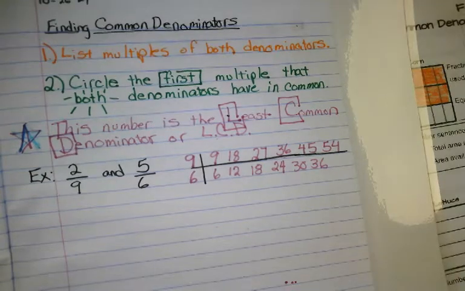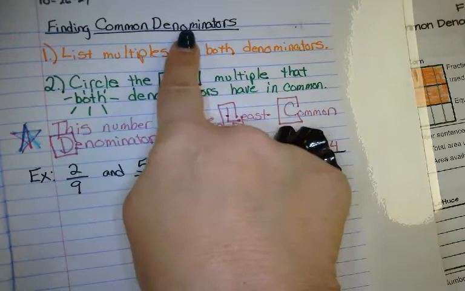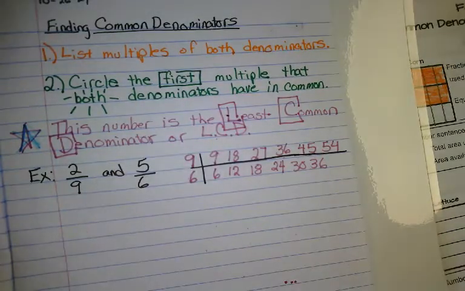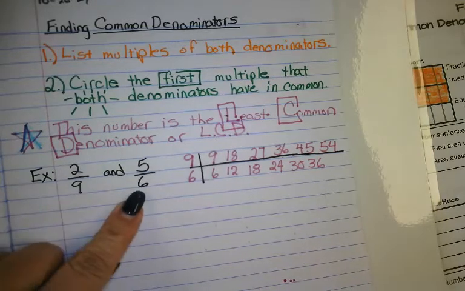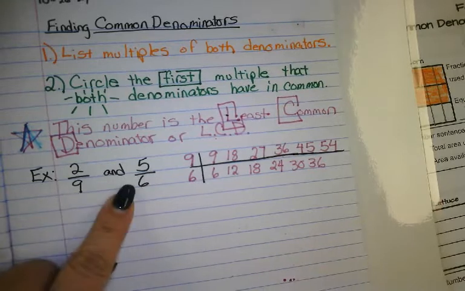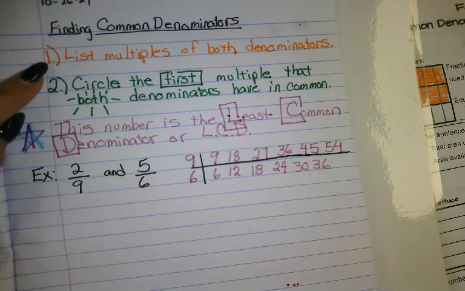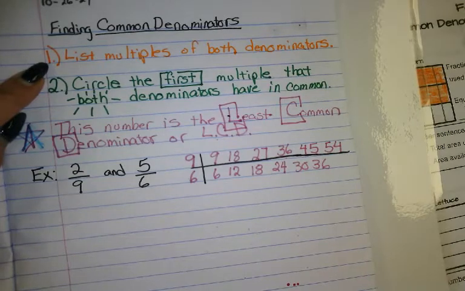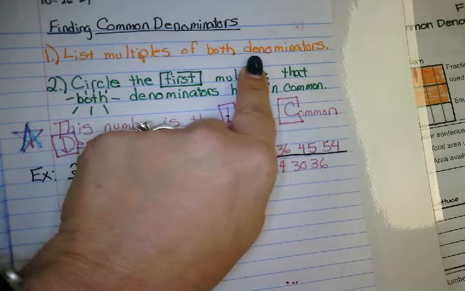Okay, today we're going to talk about adding fractions with uncommon denominators, which means that we're going to have to find common denominators in order to add fractions such as 2/9 and 5/6. So we already know that we have to find denominators that are the same. So the first step for finding common denominators between two different fractions is to list the multiples of both denominators.